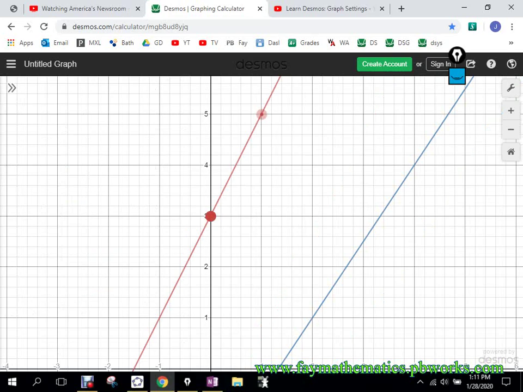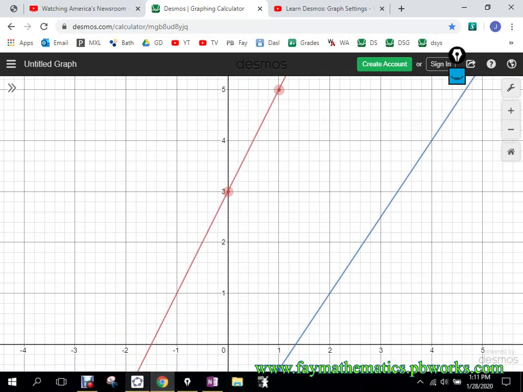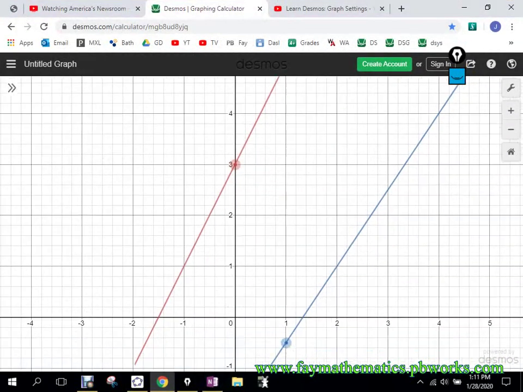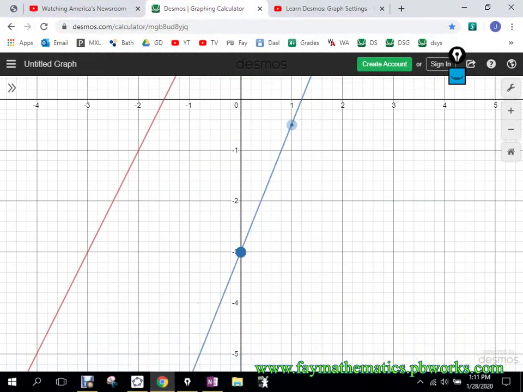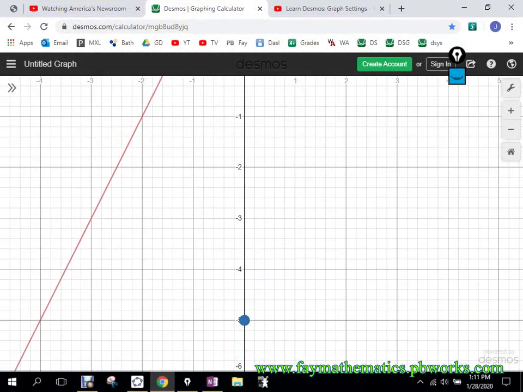Now the other one I had was 3x minus 5. Let's go find minus 5, and then from there we'll go up 3. So there's 1, 2, 3, and over 1.